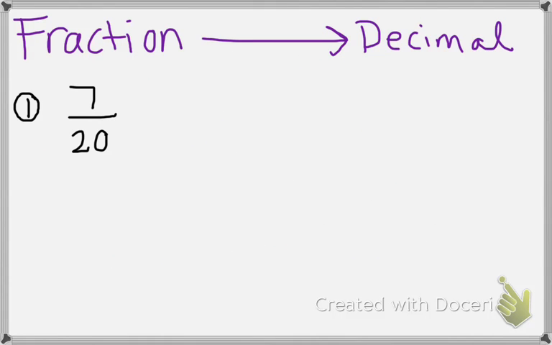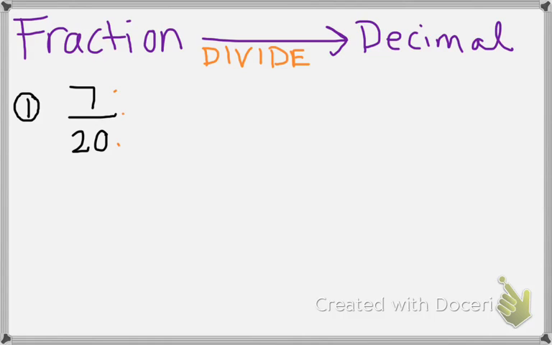So the first part is fraction to decimal. For the first example, I have 7 over 20. Now, to convert a fraction to a decimal, we have to do the operation of division. You have to divide, because what this is really saying is 7 divided by 20. So when you go from a fraction to a decimal, you need to divide. That means you need to do long division.